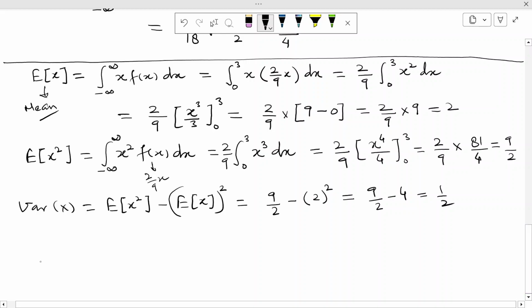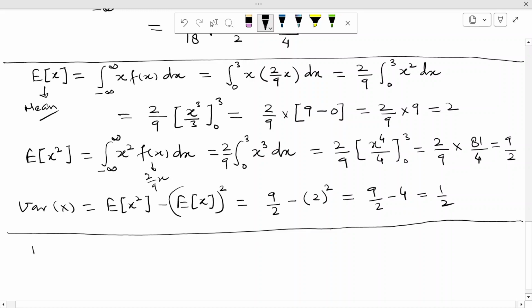Now next we will find out expectation of y and y square. So expectation of y will be minus infinity to infinity, which is our general definition, y, and we are multiplying this by the marginal of y. So this is our general definition.